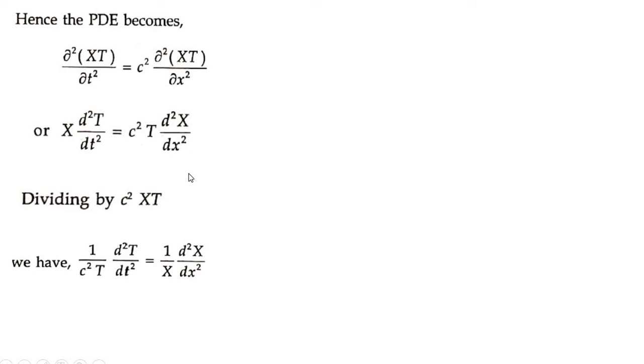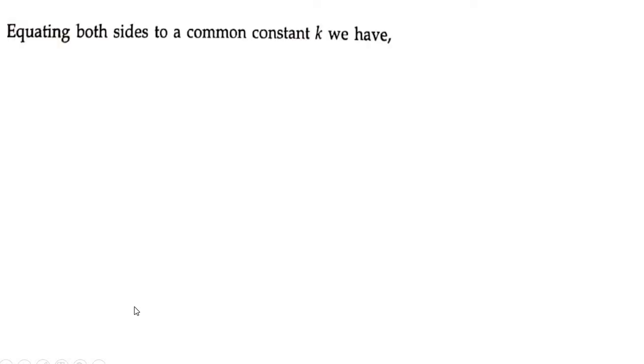So c square c square t will get cancelled. What will remain here? 1 by X into d square X by dx square. After dividing this, we have to equate both the sides to a common constant k. That is 1 by X into d square X by dx square equal to k.